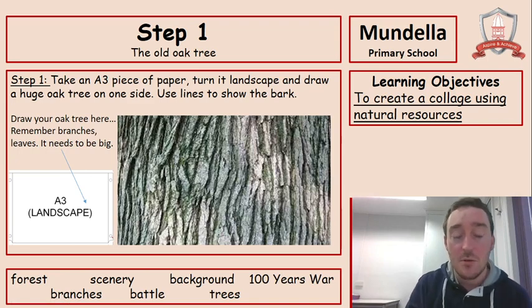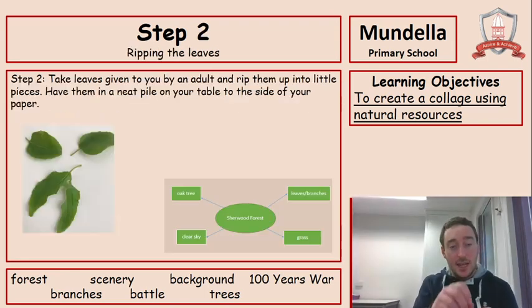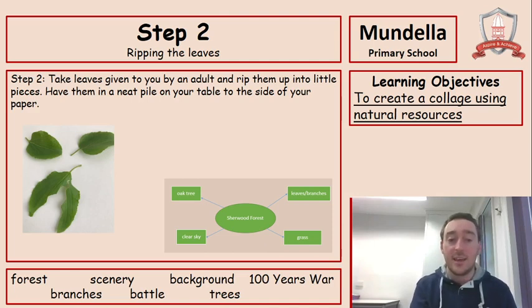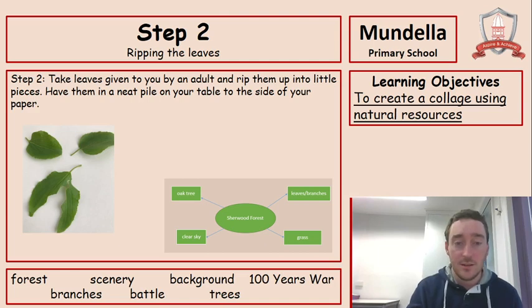Okay, once you're ready, we'll move on to step 2, which means that we need to find some leaves, which I will provide in class as well, and then we'll rip pieces up, and then we're going to put them in a neat pile on our table, ready to stick to the bottom of our A3 sheet, which I'll show you how that's done in step 3, which we'll move on to in 3, 2, 1.